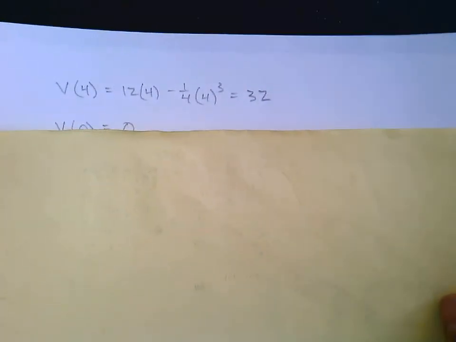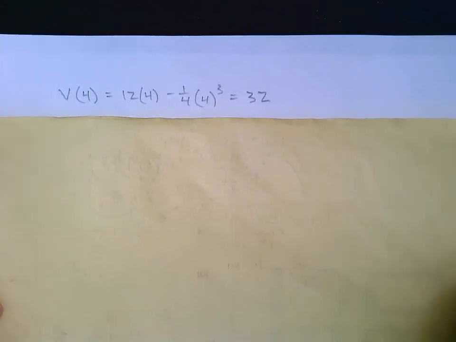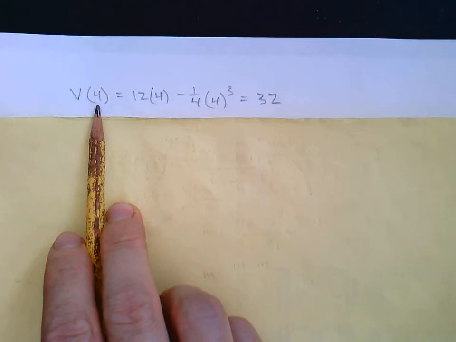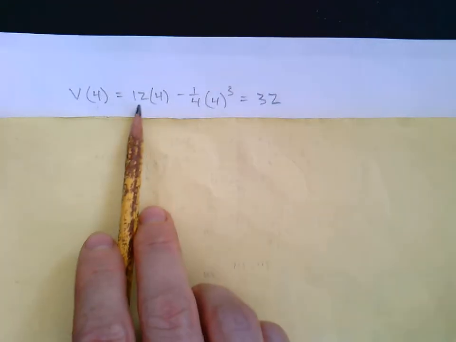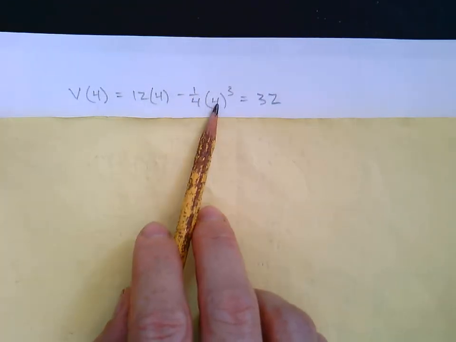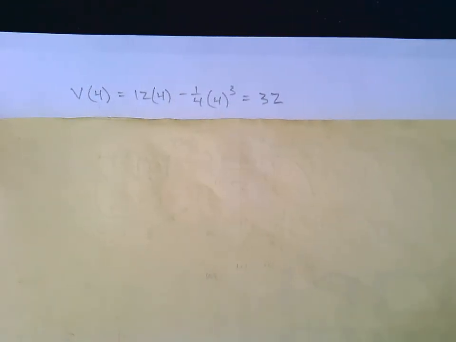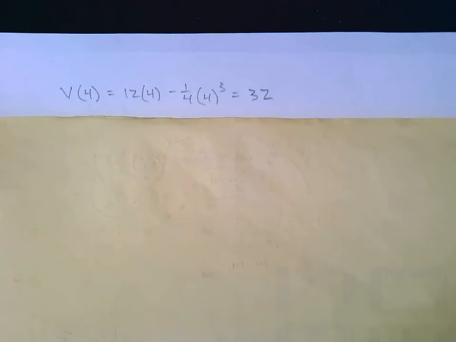If you remember the steps, we plug our critical number into the original volume function. So we calculate V of 4. There it is, 12x minus 1/4 x to the third, plugging in the 4. And I recommend, once you've made sense of what I'm doing here, go ahead and compute that number with me. V of 4 turns out to be equal to 32.